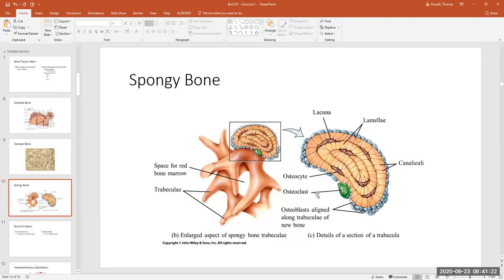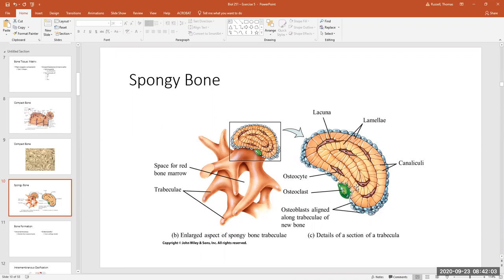Now, if we look at spongy bone up close, spongy bone is made of these irregular plates of bony tissue, which are called trabeculae. If we cut the trabecula open, trabecula singular, trabeculae plural, you can see stuff that looks familiar. We still see rings. Those are lamellae. You still see the hair-like structures. Those are the canaliculi. And you still see a hole in the bony matrix where the cell's living. That hole is called the lacuna. The cell in there is called the osteocyte, right?